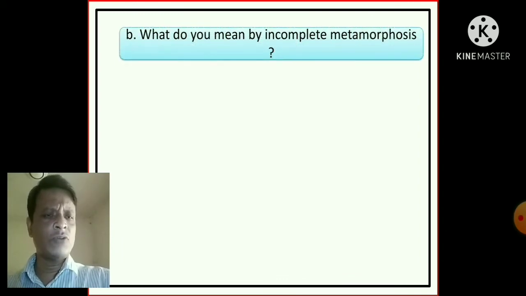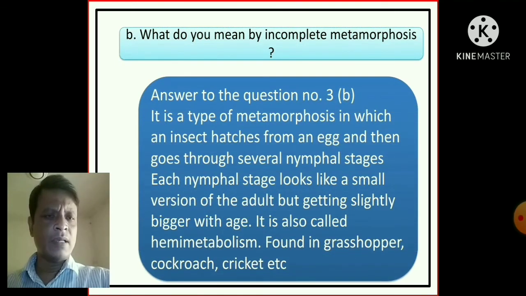What do you mean by incomplete metamorphosis? The answer is: it is a type of metamorphosis in which an insect hatches from an egg and then goes through several nymphal stages. Each nymphal stage looks like a small version of the adult but gets slightly bigger with age. It is also called hemimetabolism, found in the grasshopper, cockroach, cricket, etc.